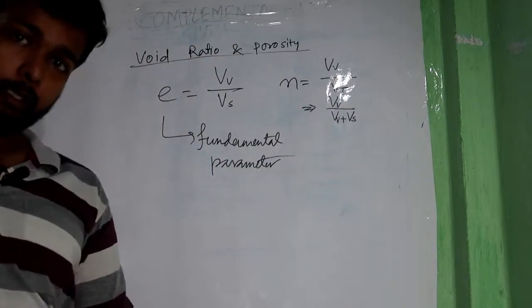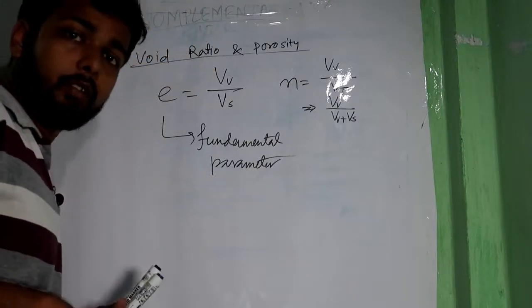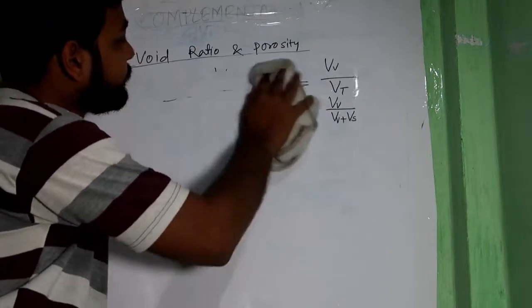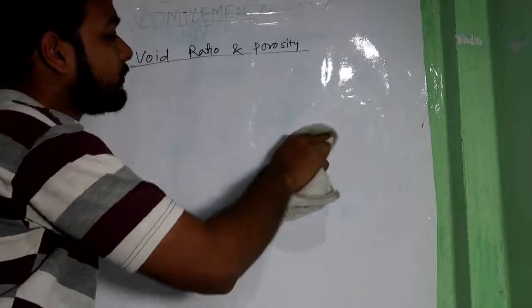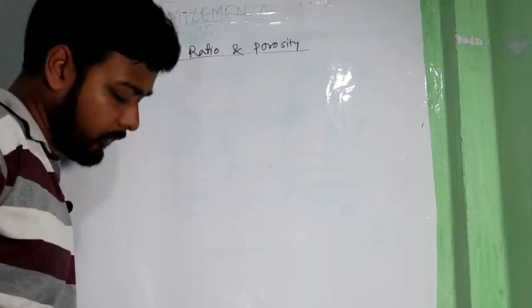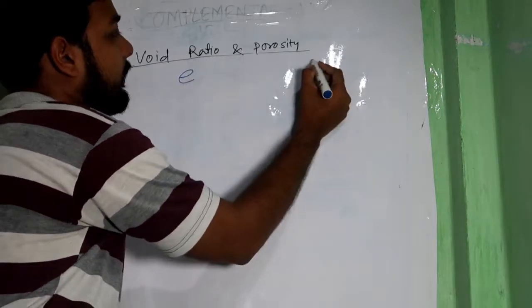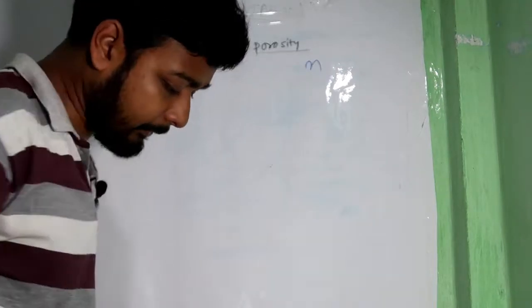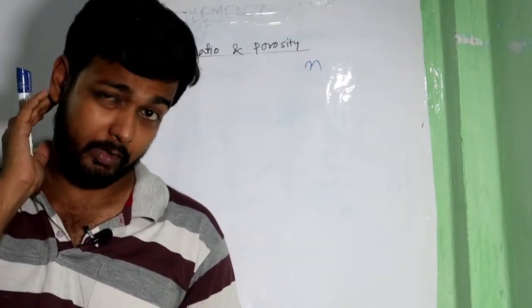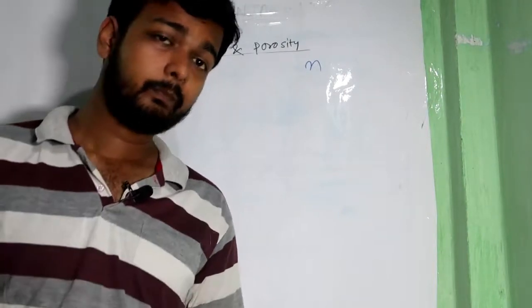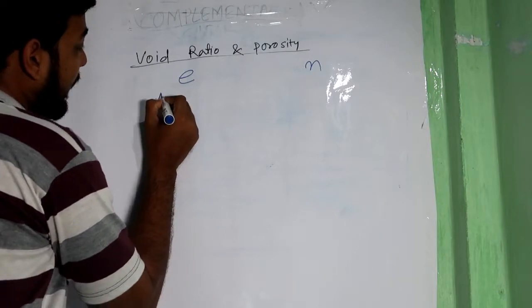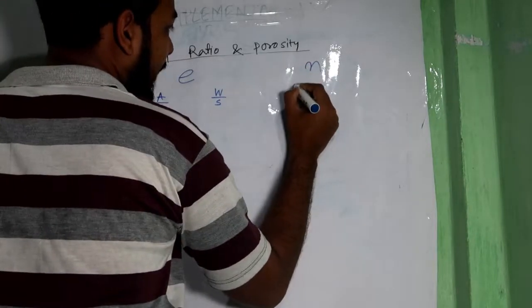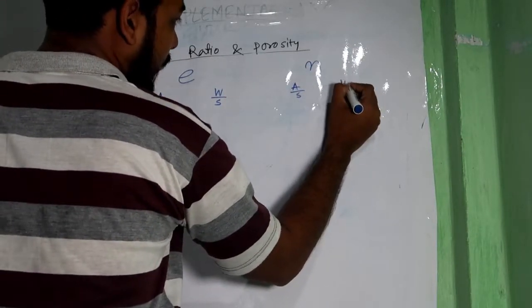So hopefully you understood this. Now I am telling you something more about void ratio and porosity. I am writing e here and n here, okay? So in the first video of soil mechanics, I told you there is a three-phase system and, as an exception, a two-phase system. In a two-phase system, there is either an air-solid combination or a water-solid combination.